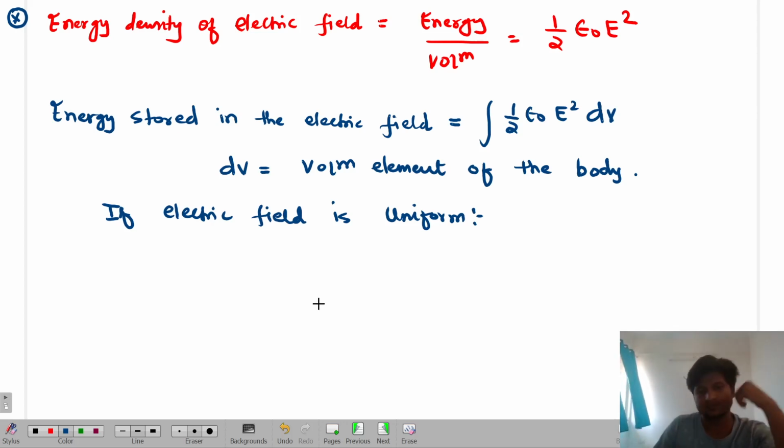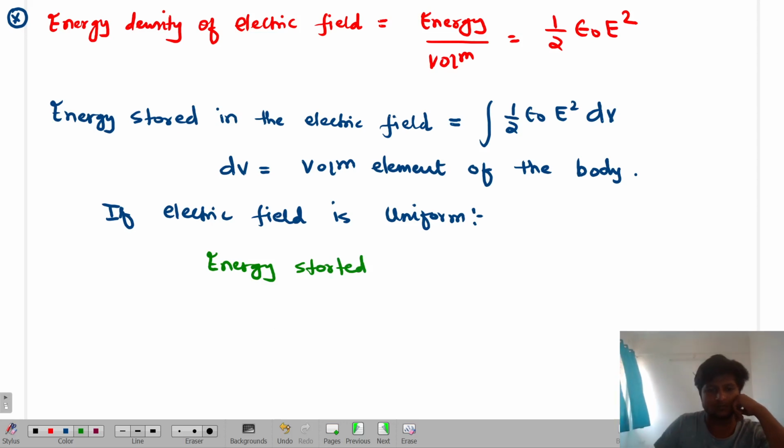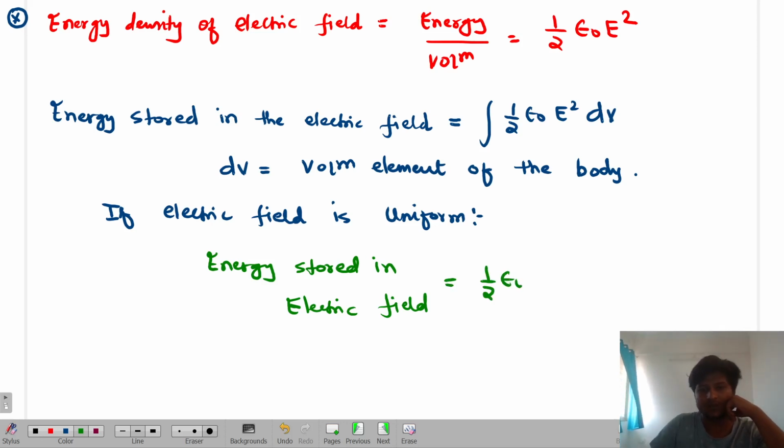Is that clear? So if the electric field is uniform, the energy stored in the electric field per unit volume is given as half epsilon naught E square, and the total energy is half epsilon naught E square into the volume of the object. Is that clear? Are you able to get me?